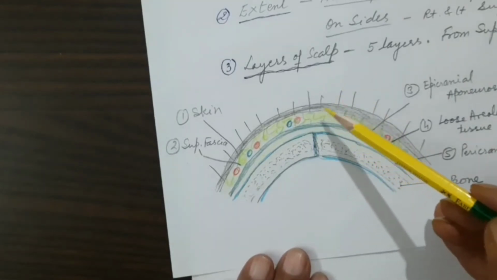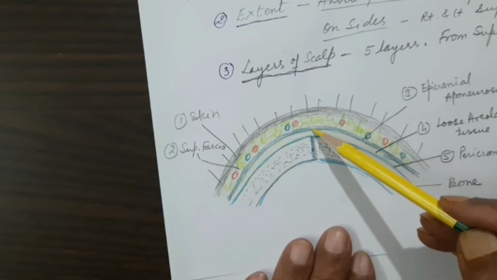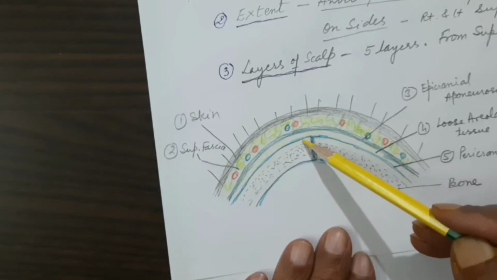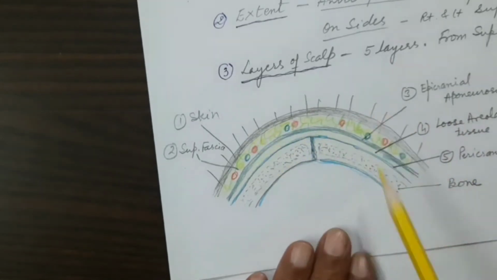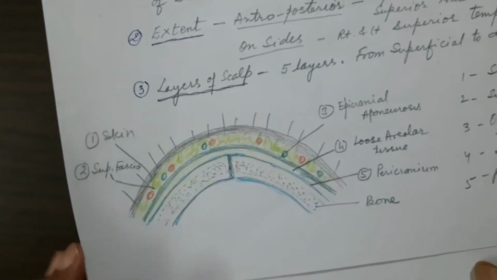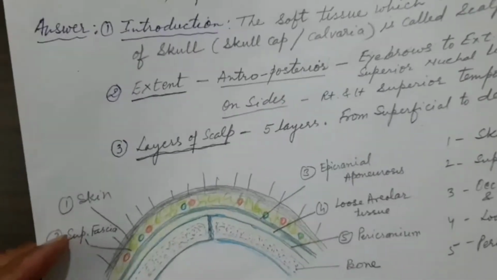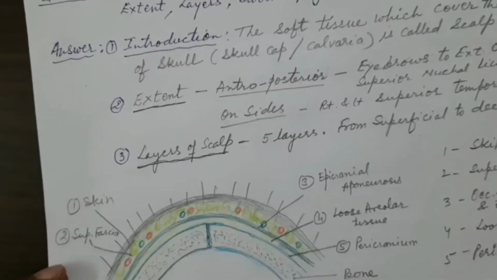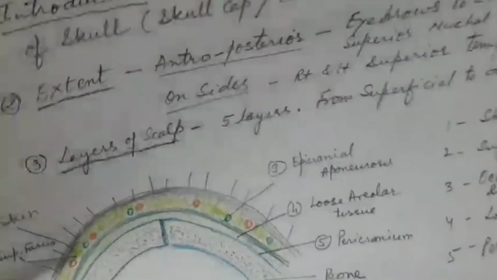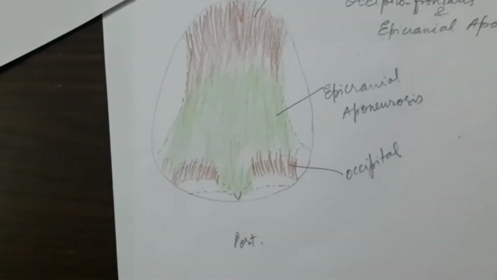So which are the five layers of the scalp? Skin, superficial fascia, epicranial aponeurosis, loose connective layer, and the pericranium. These are the five layers of the scalp, and I have told you the extent of this soft tissue, which is called the scalp, anteroposteriorly and to the sides. So now you have understood the layers of the scalp. And you have also understood the occipitofrontalis muscle and how it forms a common tendon.